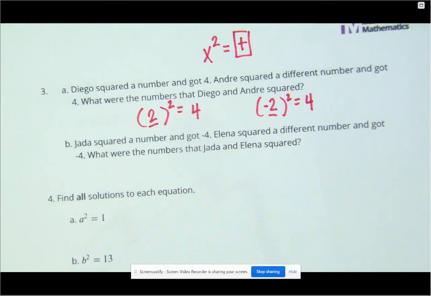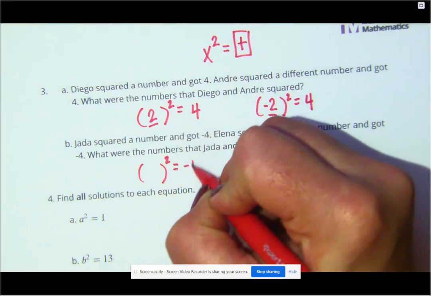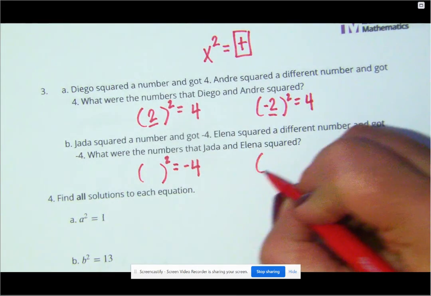Then it says Jada squared a number and got -4. Up until lesson 10, we've been telling you that x squared can't equal a negative. Now we've been introduced to imaginary numbers. So what number squared can be -4? And then it says Elena found a different one.